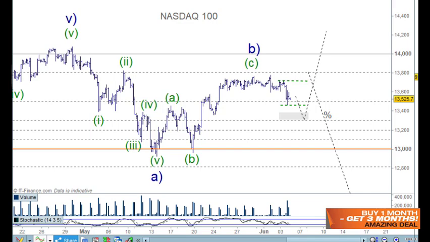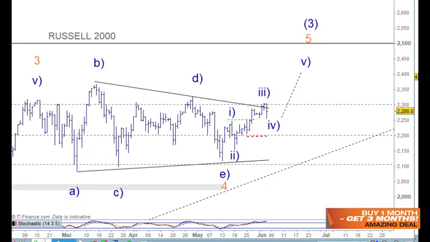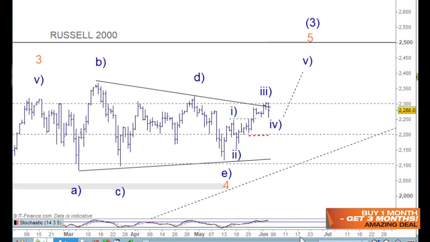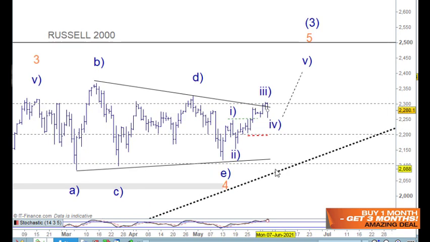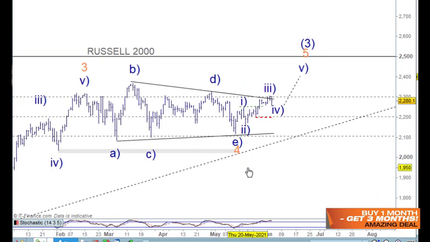Okay, let's have a look at the Russell, because we've been looking at the Russell as a bullish count, and that's okay too. So looking at it as wave 3 over here. I know wave 3 can sit on here as well, but it just counts better like this. So yeah, we're looking for 5 waves up.